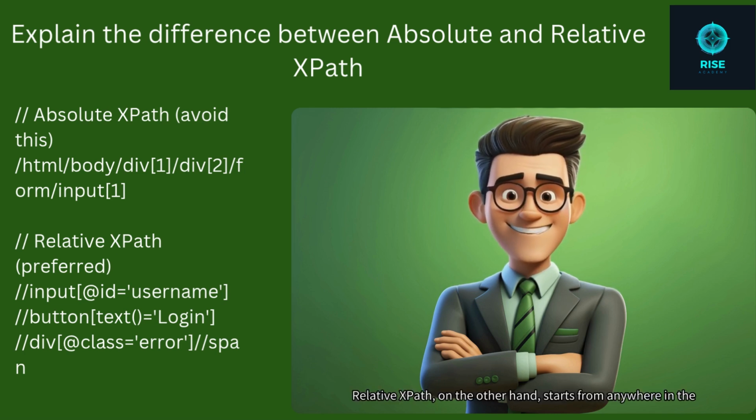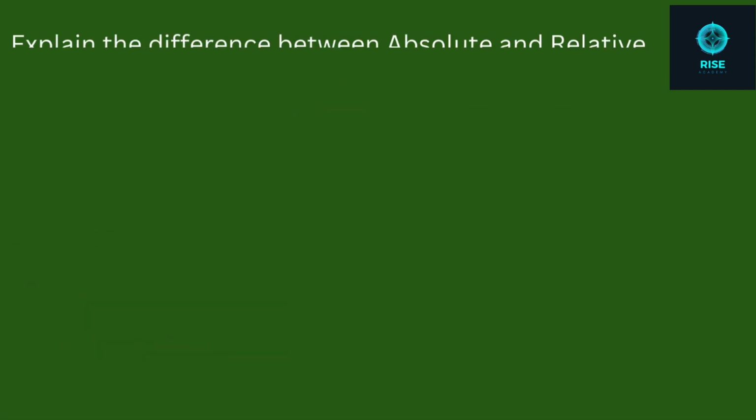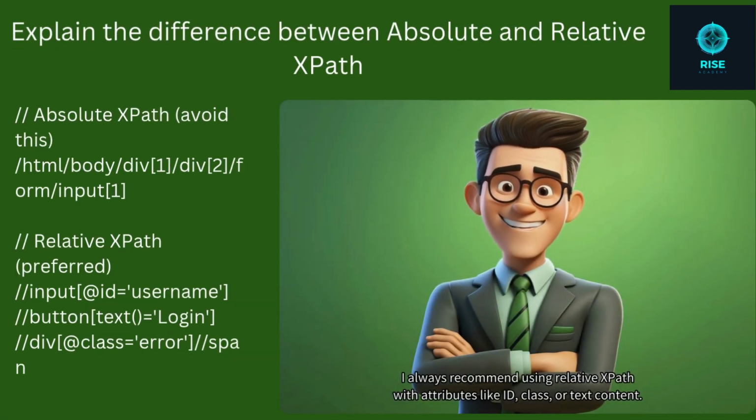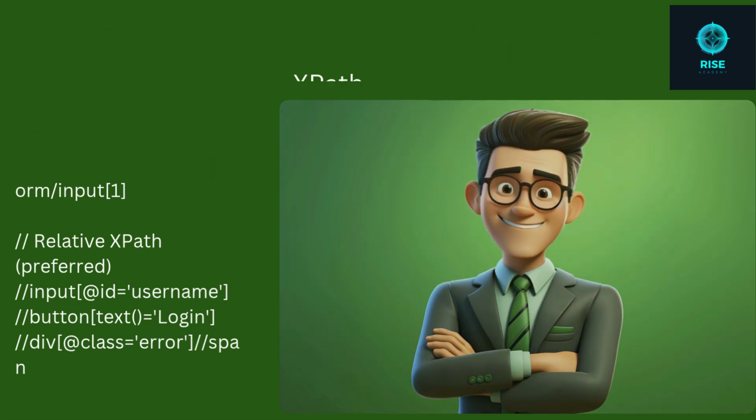Relative XPath, on the other hand, starts from anywhere in the document using double slashes. It's more flexible and maintainable. I always recommend using relative XPath with attributes like ID, class, or text content. You can also use XPath functions like contains, starts-with, and axes like following-sibling for more complex selections.